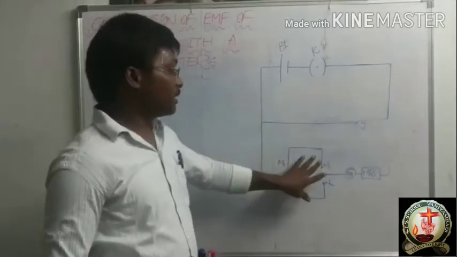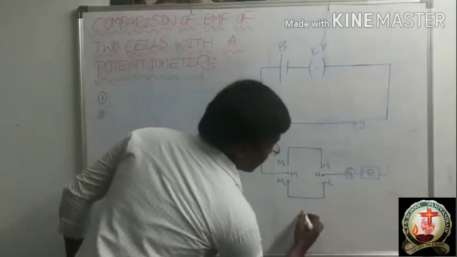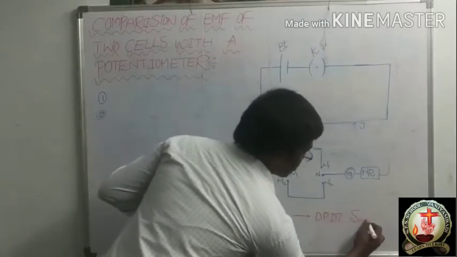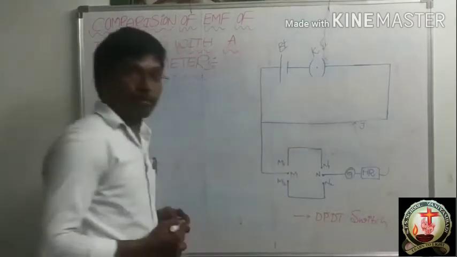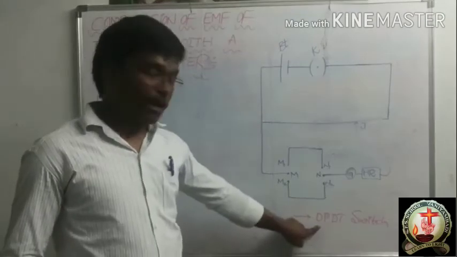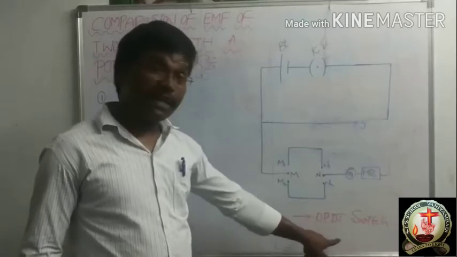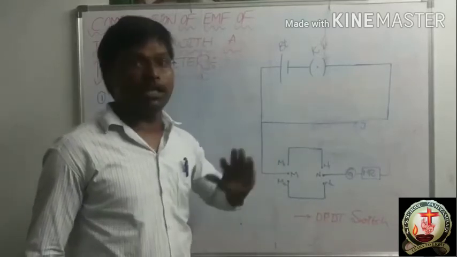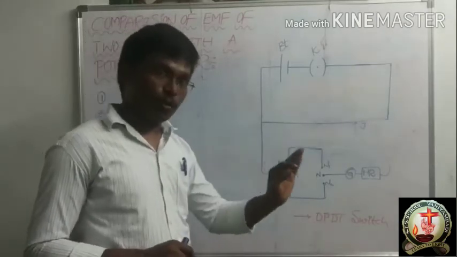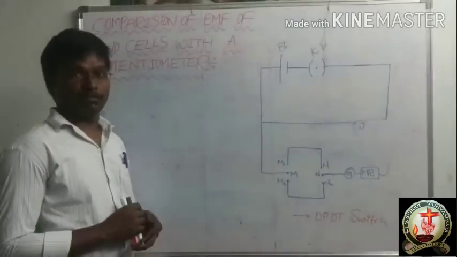This is the DP-DT switch. What is the name of this one? DP-DT switch. DP-DT means D means double, P means pole. Again D means double, T means throw. DP-DT means double pole, double throw switch. That is the name of that switch. Okay, now I will explain the construction of this diagram.